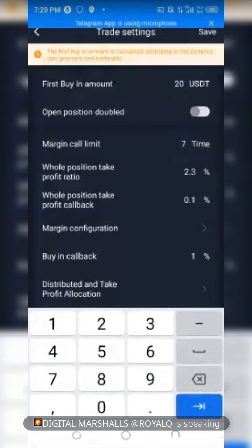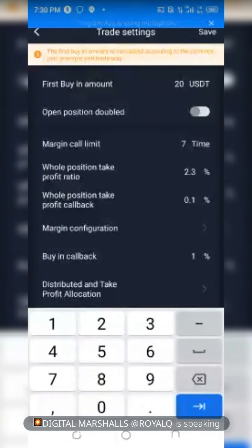Then the margin call limit. Margin call limit is like you are telling the robot how many dips it should go, how many times it should go, like levels. Level 1, level 2. I want you to go to level 7 so that in case there's a sudden market downtrend, I'll still be in the market and still be making profit. So I put it at 7. Then the whole position take profit, you put it at 2.3.